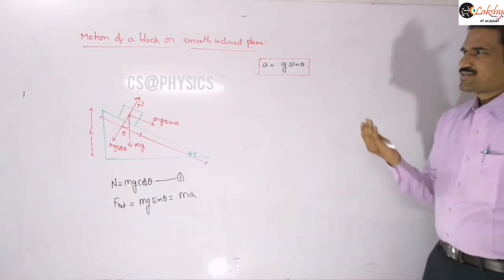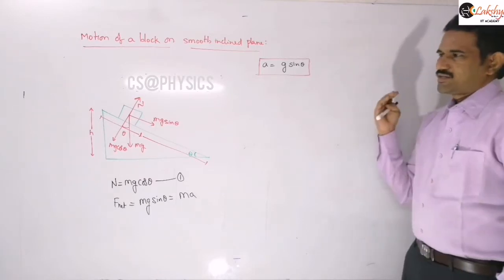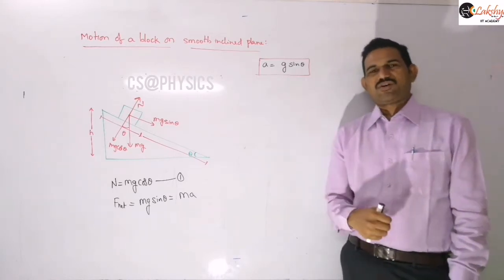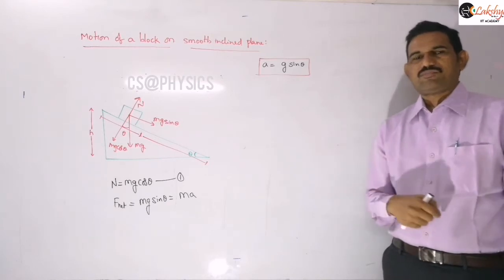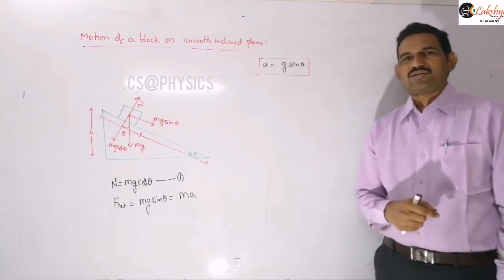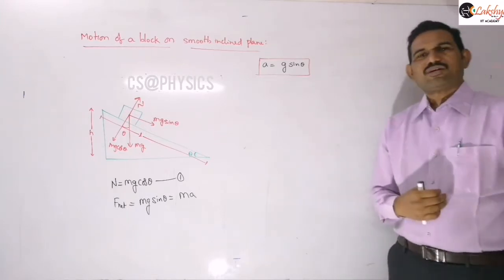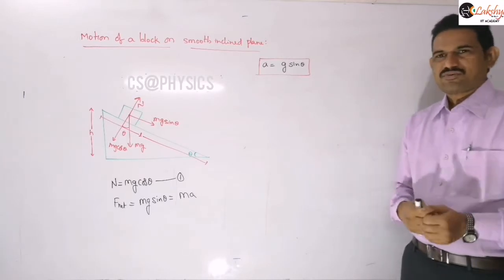And now, as the acceleration is constant here, you can apply the kinematic equations to calculate any required quantity. Like if you want to calculate the velocity of the object on reaching the bottom, you can apply v square minus u square is equal to 2as. Or if I ask the time taken to reach the ground, we can apply s is equal to ut plus half at square.